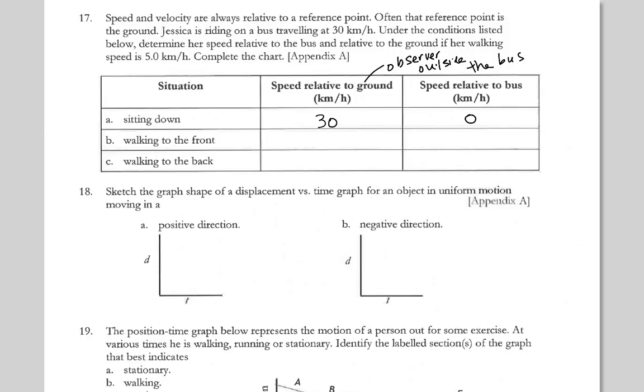Okay, when you're walking to the front, you'd be walking in the same direction as the bus. So this is like the principle of superposition. It combines. 30 plus 5 is 35. But relative to the bus, you're actually only traveling 5. Good. Now walking to the back, you'd be going 25 because it opposes. Principle of superposition: either you combine and grow, or you combine and shrink because it's in the opposite direction. And this would actually be negative 5 relative to the bus.